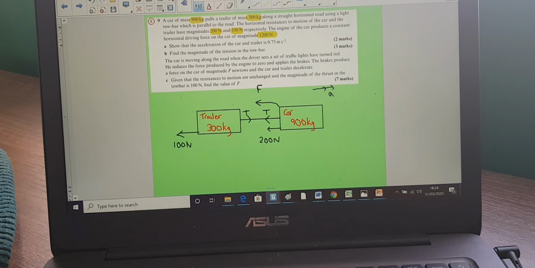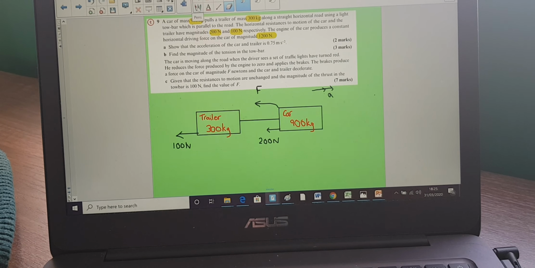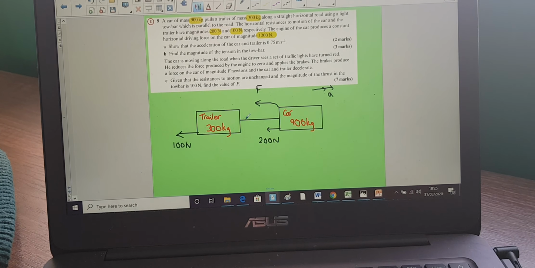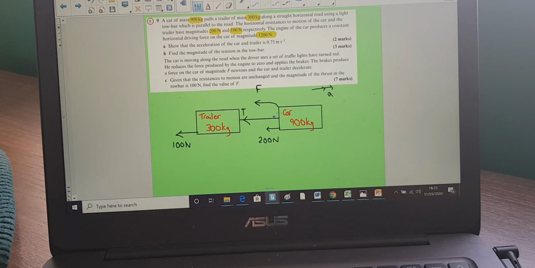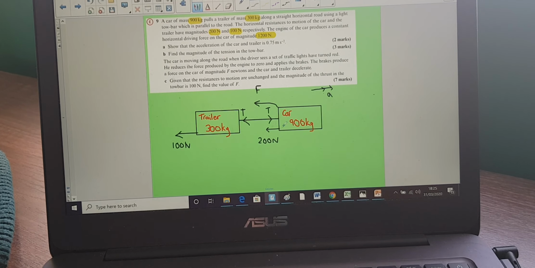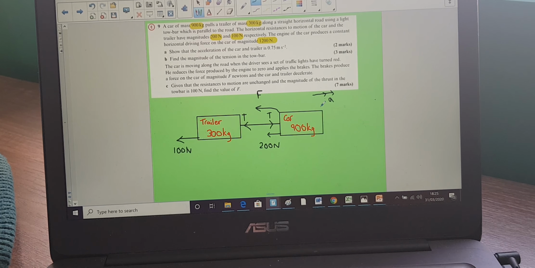No longer is the car pulling along this trailer. If I think about it, the thrust is actually going to act like this. It's going to be pushing into it. That tow bar is actually going to be pushing this car as it slows down, isn't it? Because the momentum of the trailer is just going to carry on and push it up against there. So thrust is the opposite of tension. Tension is pulling, thrust is pushing.